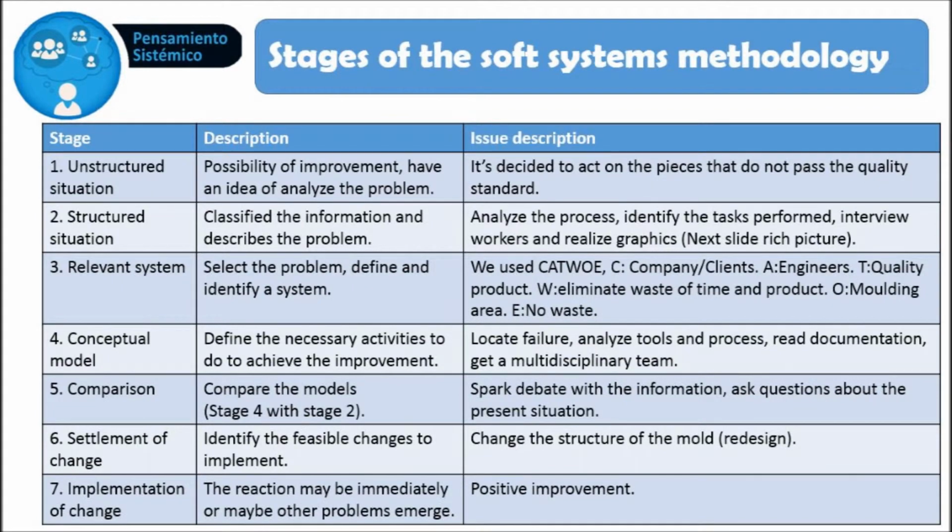Now we are going to talk about the stages of the soft systems methodology. Stage 1. Unstructured situation. Description. Possibility of improvement. Have an idea to analyze the problem. Issue description. It decides to act on the pieces that do not pass the quality standard.